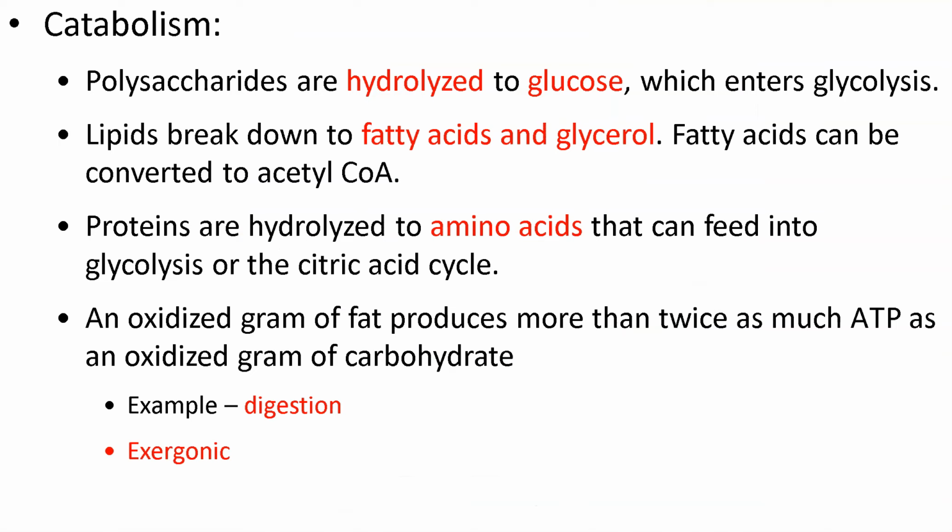So polysaccharides are hydrolyzed into glucose. Lipids can break down to fatty acids and glycerol. Fatty acids can be converted into acetyl-CoA. Proteins are hydrolyzed, broken down using water, to amino acids, which can feed into glycolysis. That's important. Or the citric acid cycle. An oxidized gram of fat produces twice as much ATP as an oxidized gram of carbohydrate. Think about hibernating bears. Digestion is exergonic, releasing energy, and releasing energy is important.